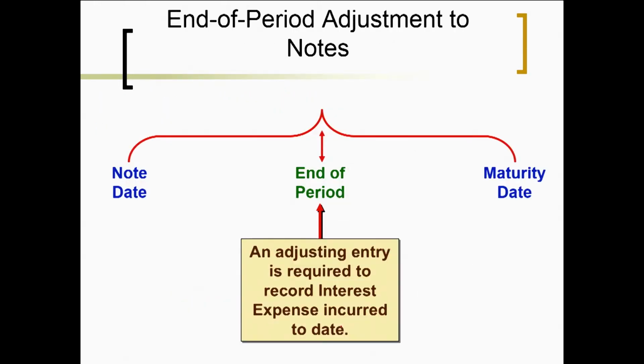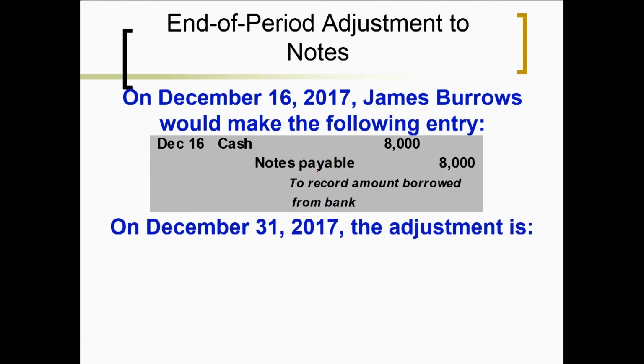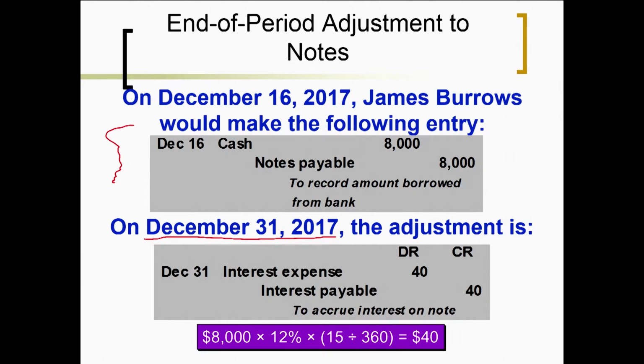Now lastly, this will just take a minute. Remember, if there is an end of the period financial statement date between when the note is created and when it matures and you have to pay it, then you have to do an AJE, don't you? Okay? For example, if we borrowed $8,000 on December 16th and it's a 12% 60-day note, then when we borrow the money, we make this entry right here, but we do financial statements on December 31st. So we have to make this AJE.